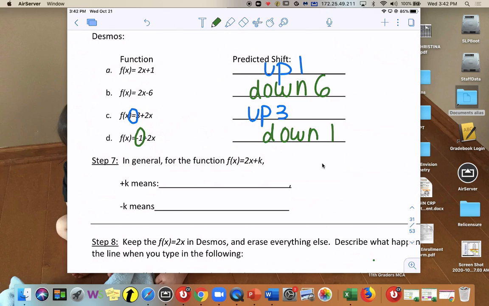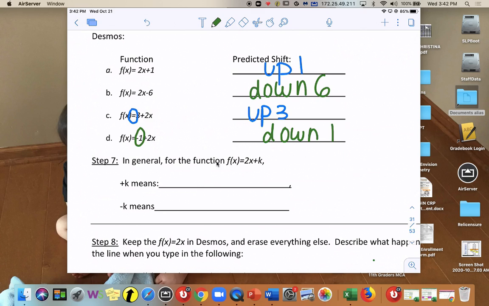All right, so hopefully you made these predictions and checked your answer. So if you notice, our parent function was the 2x every time. So if something was being added, that was the new y-intercept. So here it shifted up 1. Here it shifted up 3. Notice you can put the y-intercept first or second. The slope is always next to the x. And then if it was subtracted, it moved down. So minus 6 was down 6, and minus 1 was down 1.